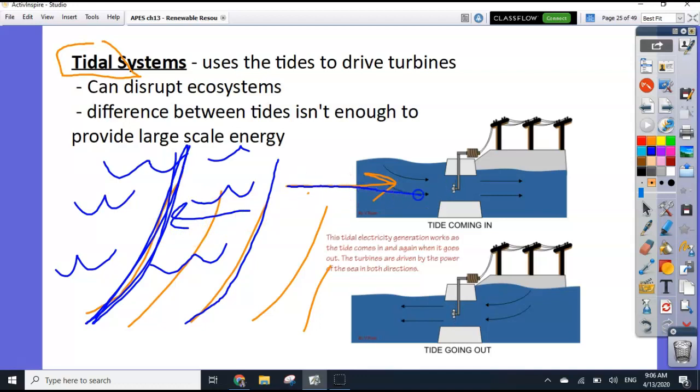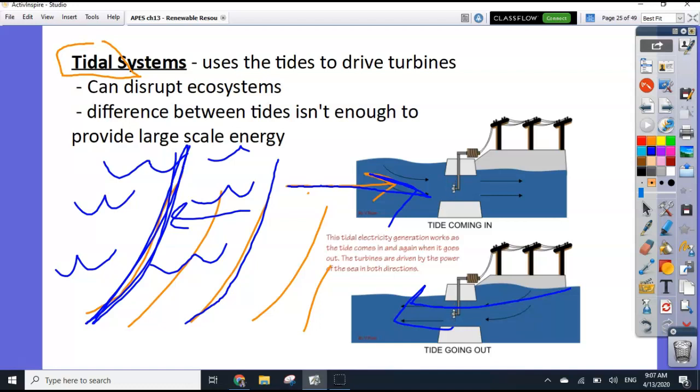So what happens is when the tides come in, they spin the turbine this way, and when they go out, they spin the turbine that way. Again, we just need a spinning turbine to generate electricity, because it's going to spin the generator to generate electricity.